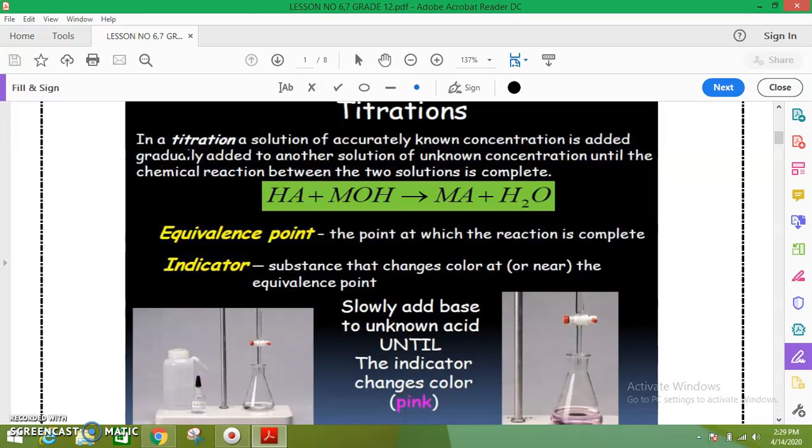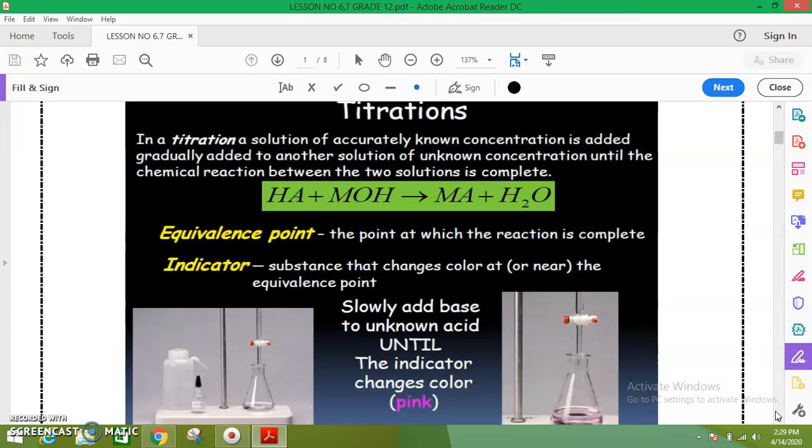In a titration, a solution of accurately known concentration is added gradually to another solution of unknown concentration until the chemical reaction between the two solutions is complete. It means we are going to find out the concentration of an unknown substance by titrating against a known substance. Here, HA is acid plus MOH, M for metal, MOH base. When acid and base combine together, they form salt and water.